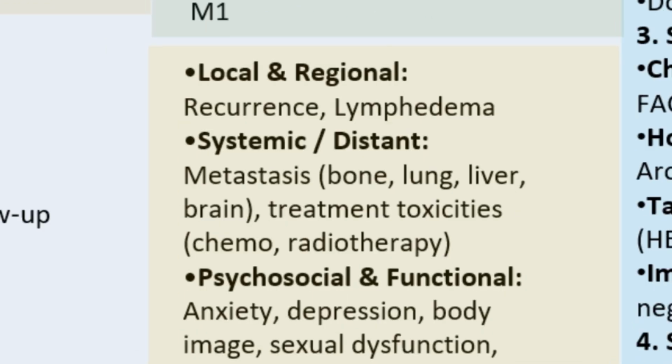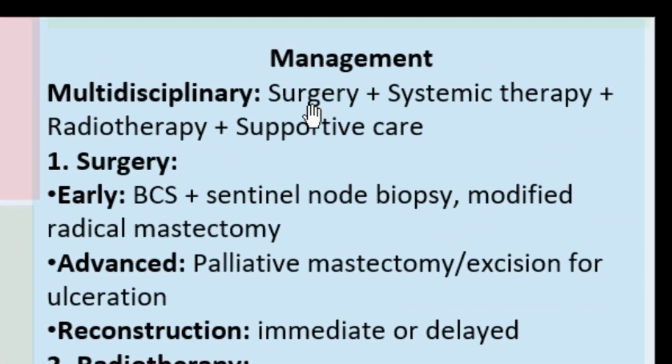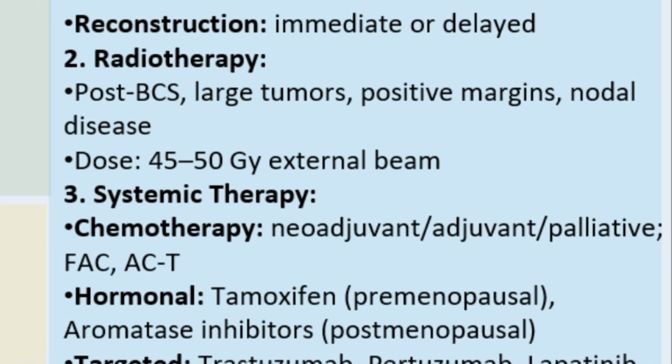Then the management is going to be multidisciplinary, where we involve a surgical team, systemic therapy, radiotherapy, and supportive care. For surgery, early on we can do breast conservative surgery with sentinel lymph node biopsy, or we can do a modified radical mastectomy, and then when it is advanced, we have to do a palliative mastectomy and excision for ulceration. And reconstruction can be done, breast reconstruction, which can be immediate or delayed.